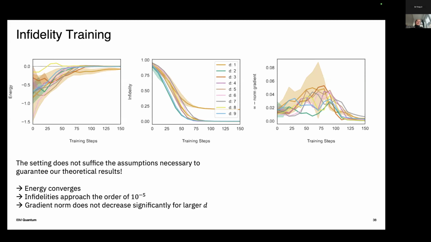What we can see here is firstly that the energy converges quite nicely. The same is true for the infidelity. We do get infidelities around the order of 10 to the power -5, which is very nice.